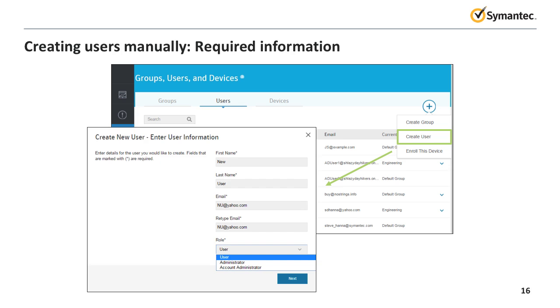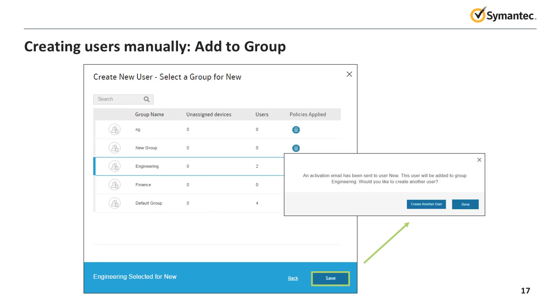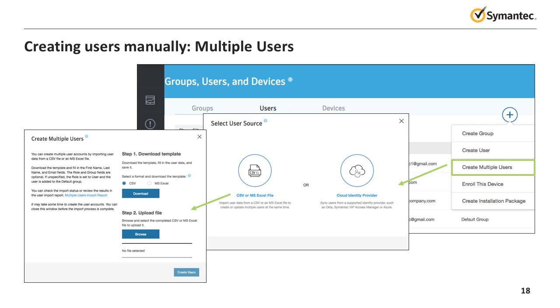When you add a user, an activation email is sent to the address you provided. The user needs to accept the invitation and create a password to activate the account. The next step is to choose a group for the user to be a member of. After you save the new user, you are prompted to create another user or to exit the wizard. You can create multiple user accounts by importing user data from a CSV or MS Excel file or by syncing users from a supported cloud identity provider.